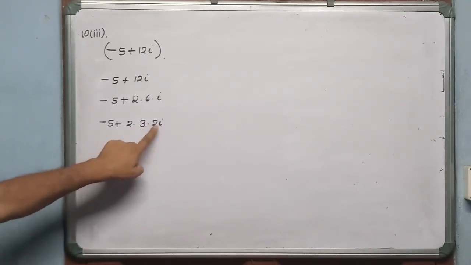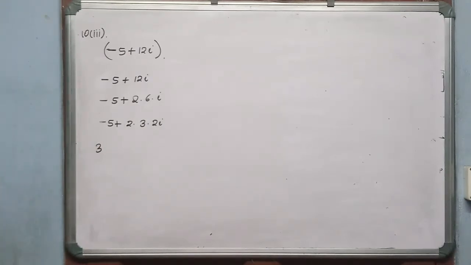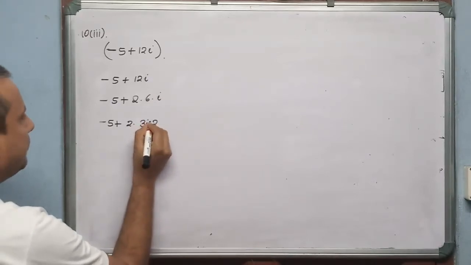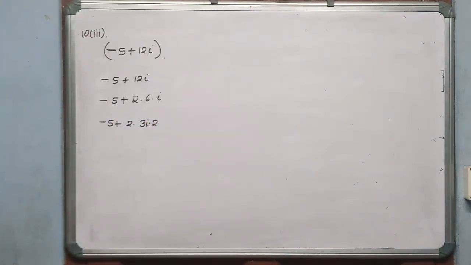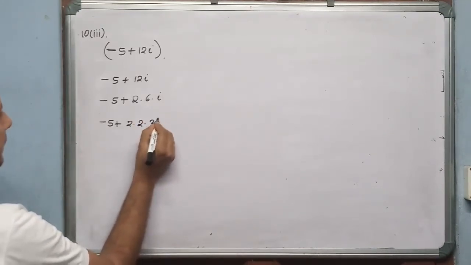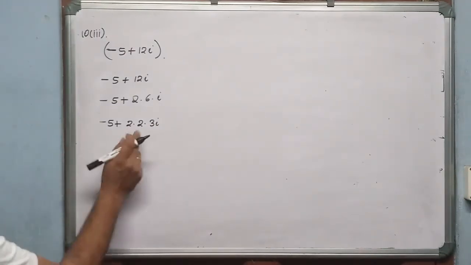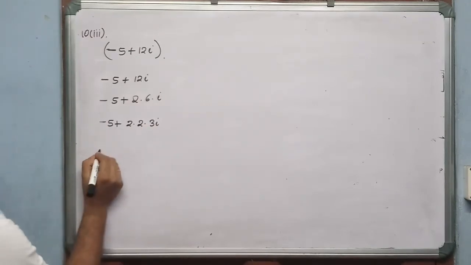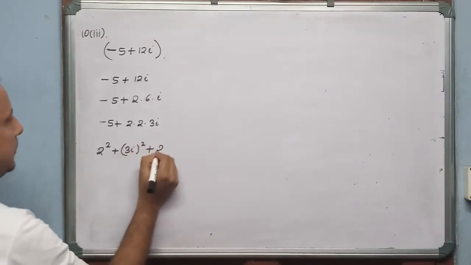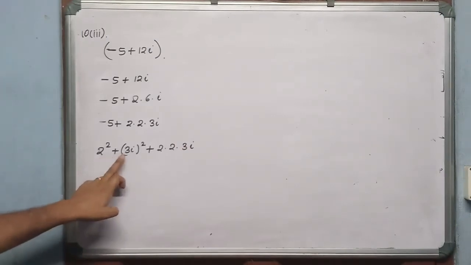I'll consider this one is a, this is b. But we must have a negative value. Then, to calculate the negative value, always write i together with the bigger number. Then if I write 2 into 3i, 3 2s are 6, 6 2s are 12. Now the sum of the squares of these two quantities must be equal to minus 5. That's it. 2 square plus (3i) whole square plus 2ab.